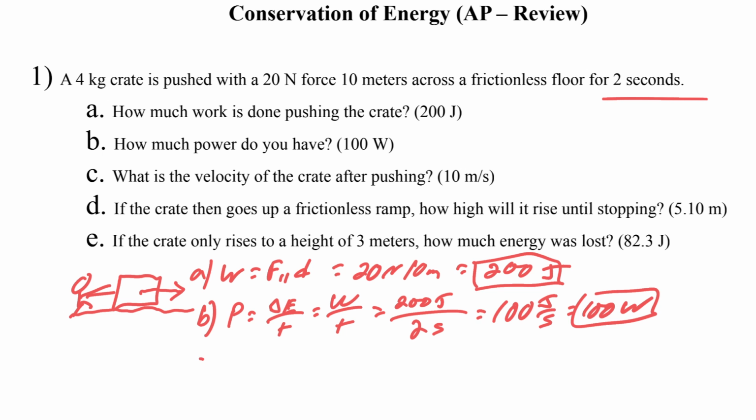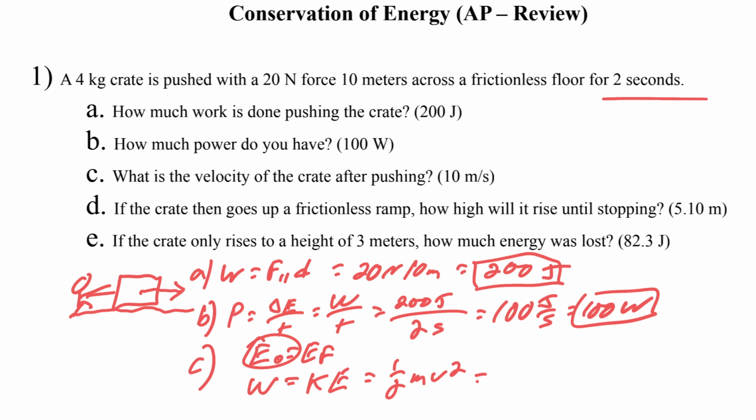Letter C says, what's the velocity after pushing? In this one, you want to think about energy initial equals energy final. That's conservation of energy. So we'd say, I'm doing work, right? That's where the energy is coming from, and that's turning into kinetic energy. I'm pushing it, so all that work is going to turn into kinetic energy. So if there's 200 joules of work, that means there must be 200 joules of kinetic energy.